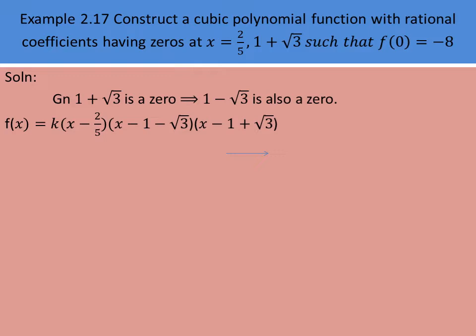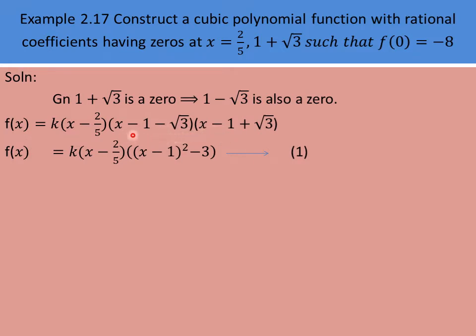f of x is equal to k into, first root is what, 2 by 5 we have here, isn't it? So you can write it as x minus 2 by 5. Then the next root is this, x minus of 1 plus root 3. So that minus, when you take it inside, like this you'll get. Then x minus of this value. So this will become minus, this will become plus.